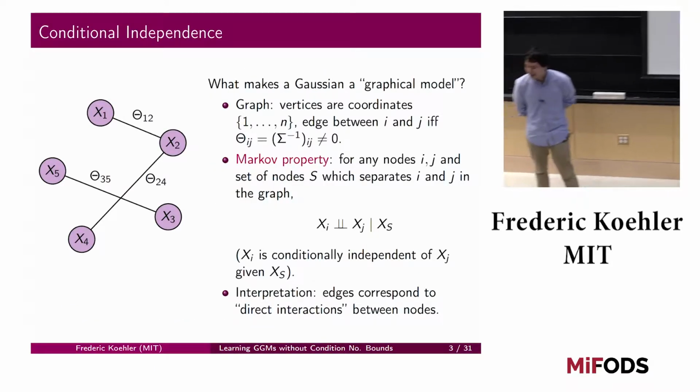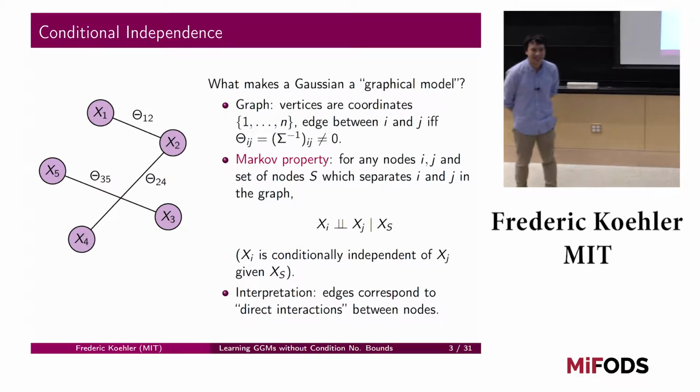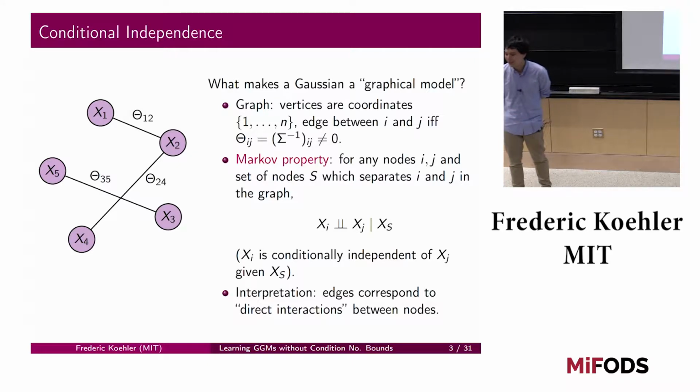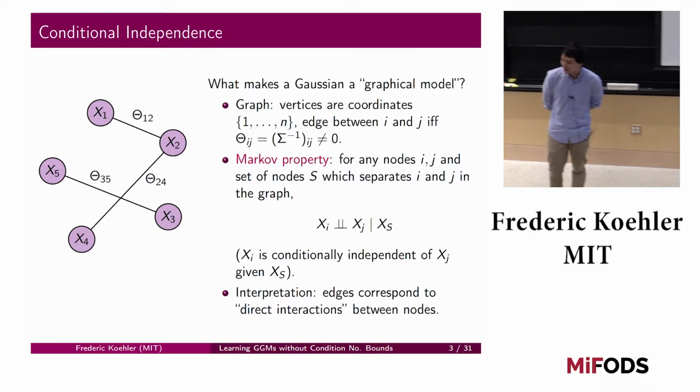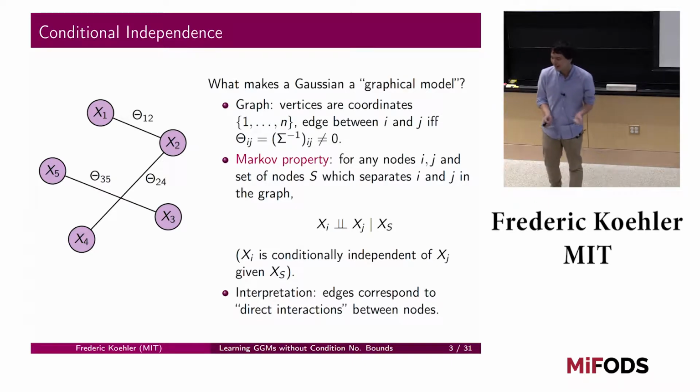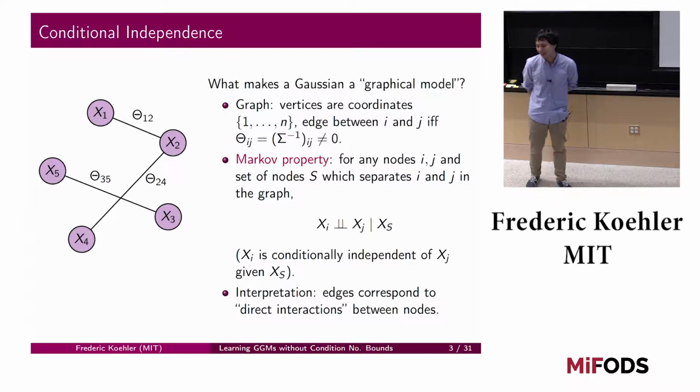And so what makes this a graphical model in the same sense that we know Ising models are graphical models? Well, first we have to define the graph. The vertices are the coordinates 1 through n of our random vector. And you have an edge between node i and node j if the corresponding entry of the precision matrix, so the inverse covariance, is not 0. And the reason this is a graphical model is it has this key thing called a Markov property.